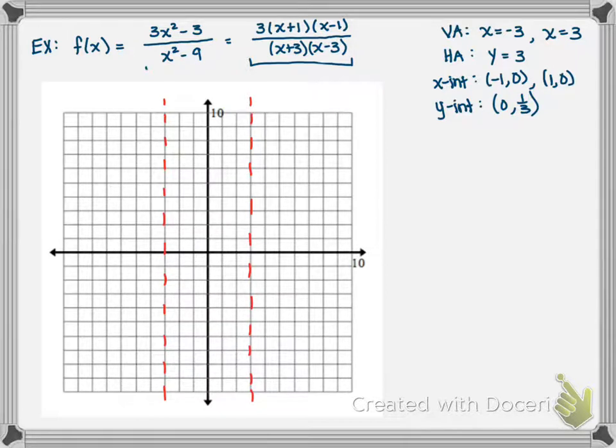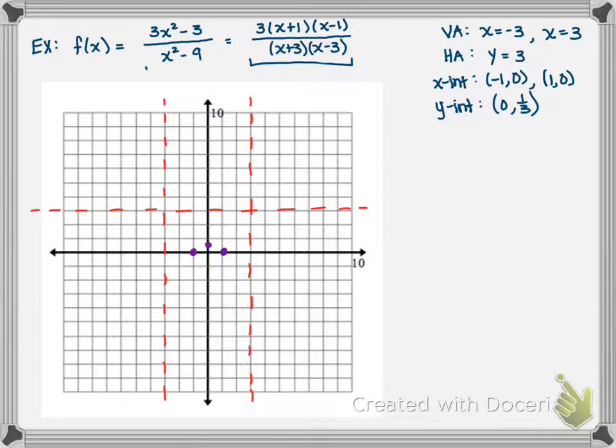And then we have a horizontal asymptote at positive 3 as well. And so now we're ready to start drawing the points on our graph. So the first one, I have negative 1, 0, and then 1, 0. And then I have 0, 1/3. So now we're ready to sketch the graph.